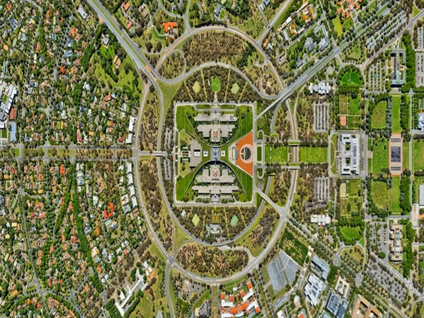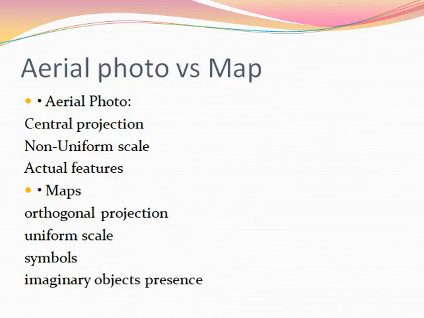Aerial photography versus map. Aerial photography has central projection, non-uniform scale, and actual features, whereas maps have orthogonal projection, uniform scale, symbols, and imaginary objects. That is the difference between aerial photo and map. So this is all about aerial photography.